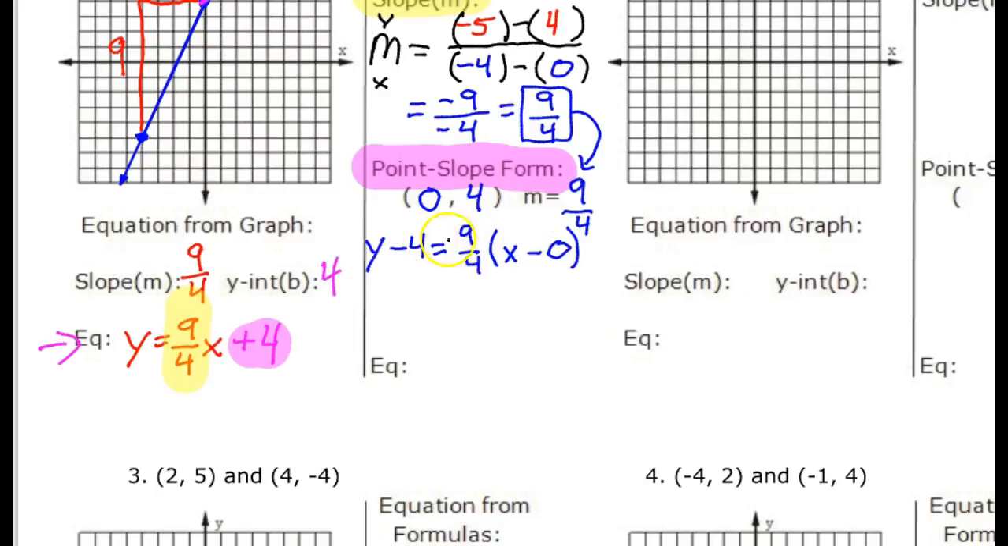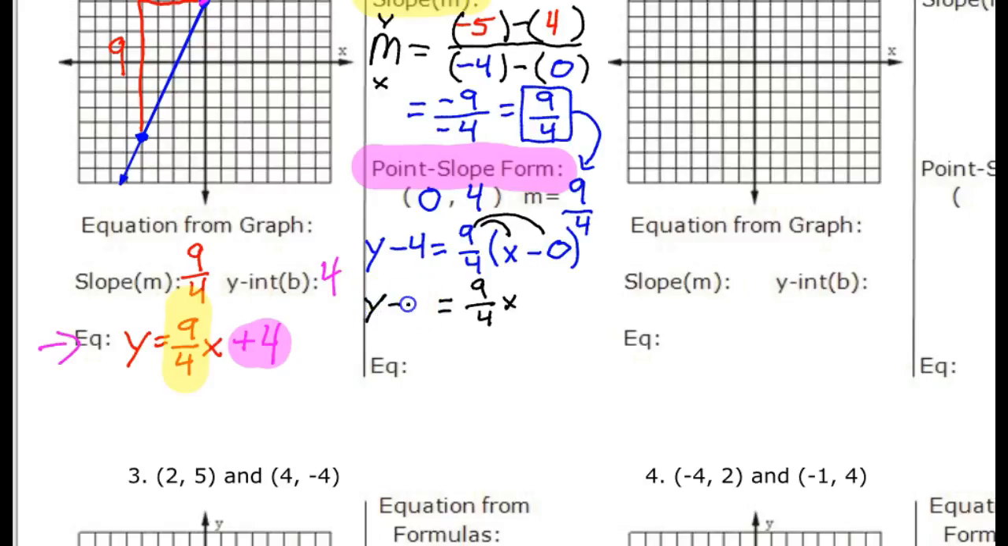So same thing we just did on number 35. And then distribute and simplify to slope-intercept form. 9 over 4 times x is 9 over 4x. And 9 over 4 times 0, this one's a little easier. Again, good thing we used the point that has 0 in it, because now we don't have to deal with that.